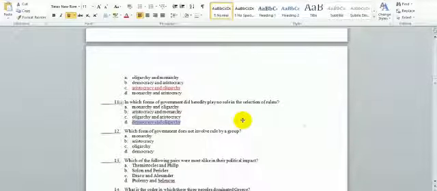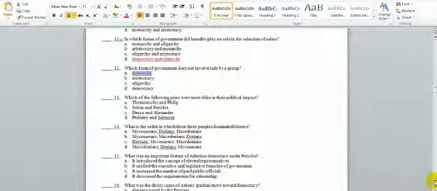Number 12. Which form of government doesn't involve rule by a group? Monarchy, aristocracy, oligarchy, or democracy? The right answer is A, monarchy, because we know, guys, in a monarchy one person is ruling, king or queen.